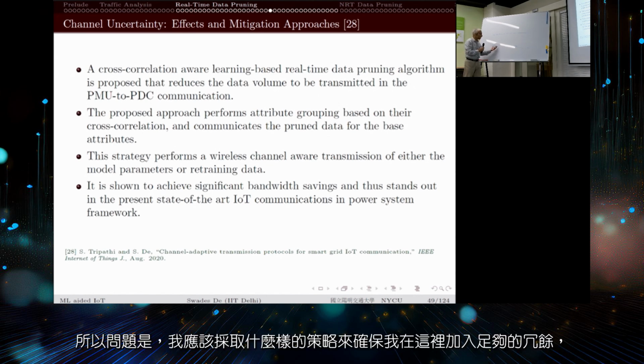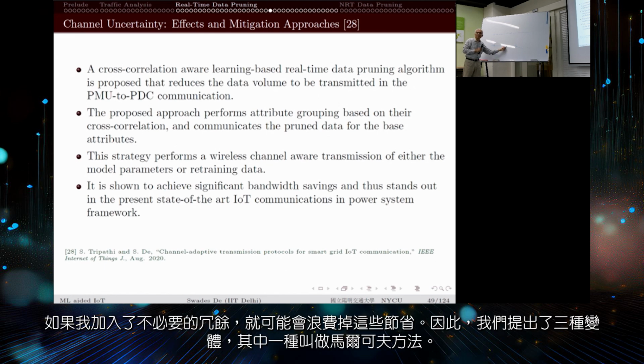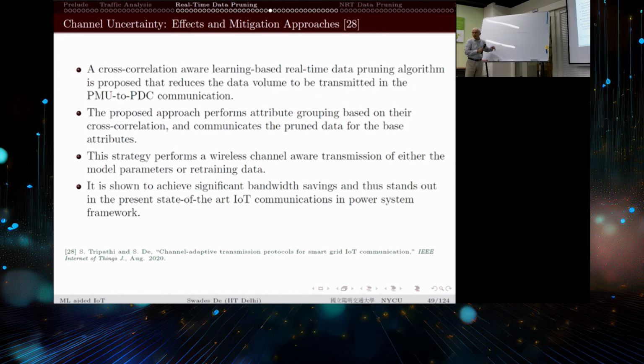So the question here is what kind of proposition I should have so that I put sufficient redundancy here, or rather I quickly learn the channel and then put sufficient redundancy so that I do not overprotect. Overprotection is that I am losing my gain. So the 95% bandwidth saving that I was achieving at the application layer, I will possibly waste all of it if I put unnecessary redundancy here, and so on. So this is where we have proposed three variants actually. One is called the Markovian approach.